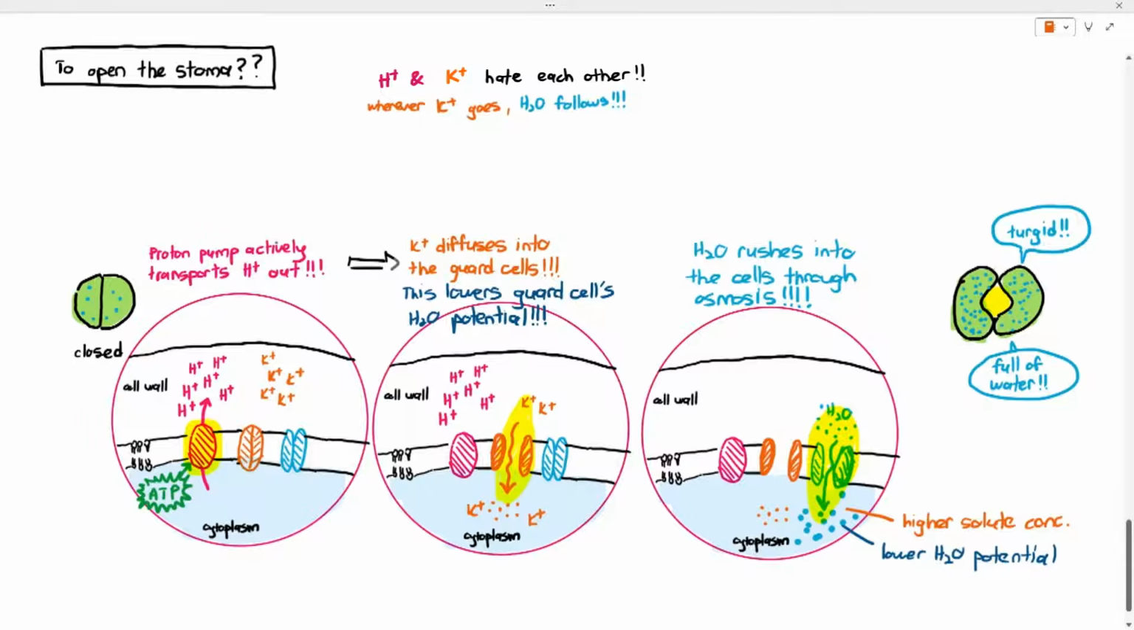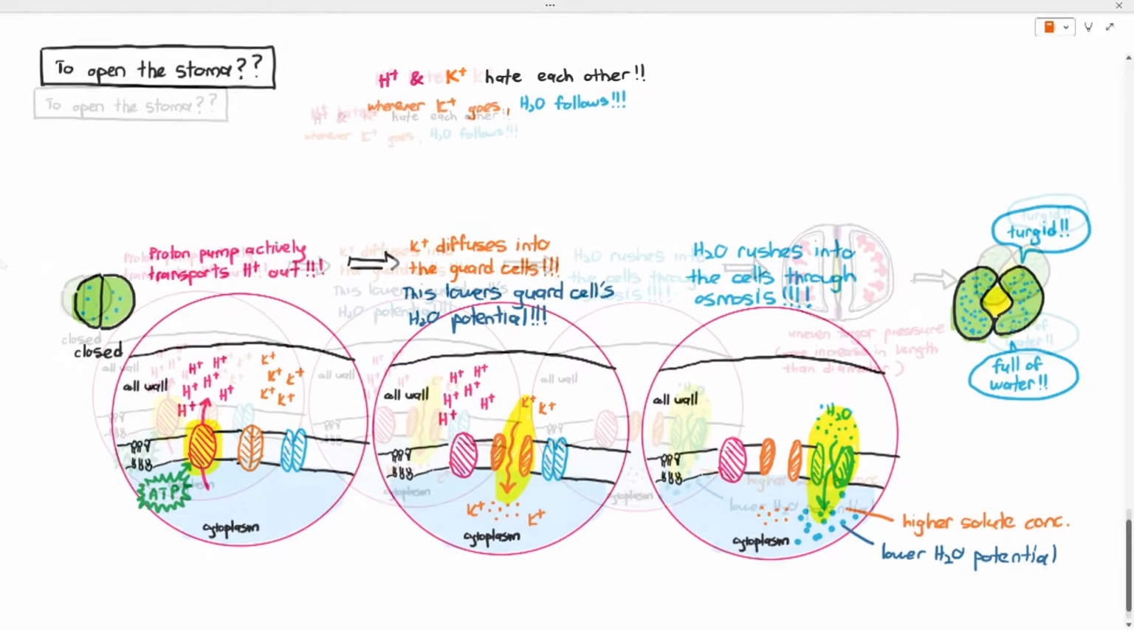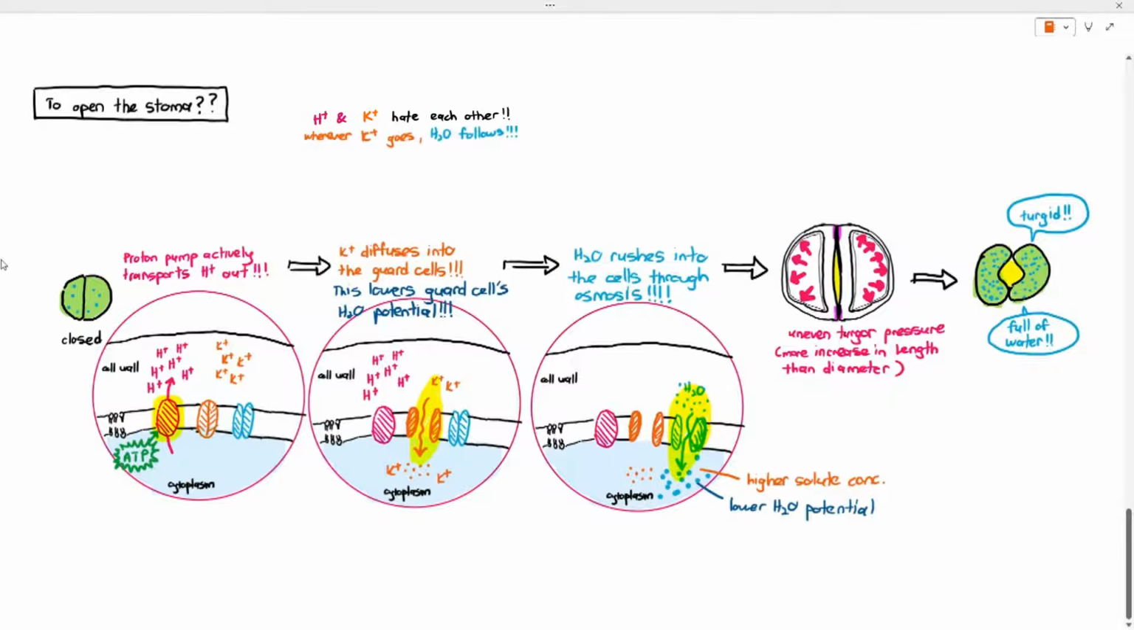And remember, due to water rushing into the cells, the guard cells will try to expand, but due to the uneven thickness of their cell wall, they will increase more in length than diameter, which will cause, you guessed it, the guard cells to expand and the stomata will open. And the guard cells right now are turgid because they are full of water. That's basically what happens, and that's why I wanted you to memorize the relationship.